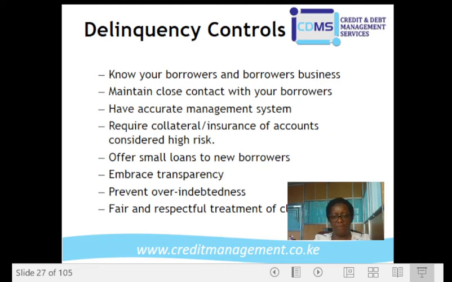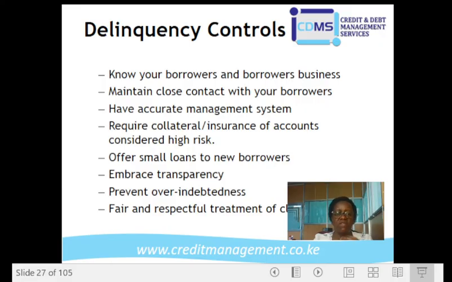Embrace transparency. This is another key area. When you are lending to a customer, please do not hide any information. Full disclosure is required. Make sure the customer knows, they understand, they have been told all the charges that are there. Because if there is one thing that will lead to delinquency, it is when a customer realizes that there are some charges that you did not disclose. So along the way, they will pay and feel, no, this is too much. You never told me about this charge. You never mentioned this to me. And delinquency may start from that point. So embrace transparency. Sit down with the client. Disclose all the information. Let them make a decision to borrow based on the information you have provided.